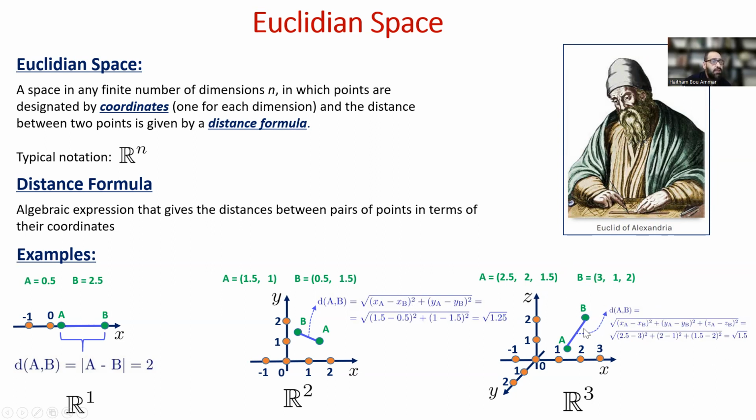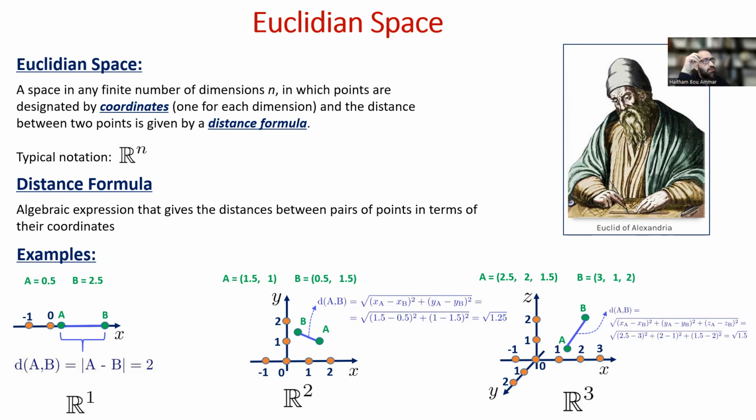So for example, here you will see that the distance between A and B is going to be xa minus xb, so 2.5 minus 3 squared, ya minus yb squared, which is going to be 2 minus 1 squared, za minus zb squared, which is going to be 1.5 minus 2 squared. We sum them up, and then we take a square root, and then you will get a square root of 1.5.